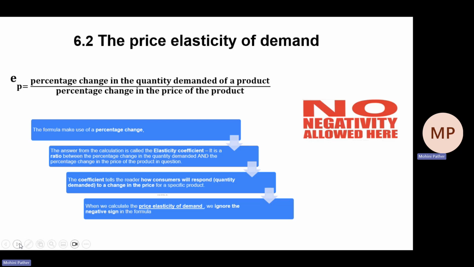So the formula itself uses percentage change. Okay, so if you are looking at it as a graph, you're looking at the incline, you're looking at the gradient. So the answer from the calculation is called the elasticity coefficient, and it's the ratio between the percentage change in quantity and the percentage change in price. So the coefficient tells the reader how consumers respond to any change in price for a specific product. So when we're calculating the price elasticity of demand, we have to ignore the negative sign. We are only interested in the value.